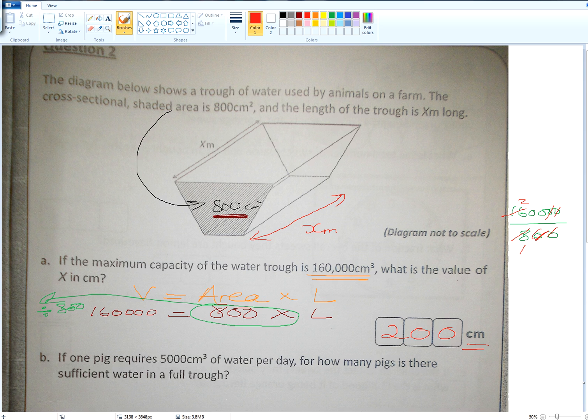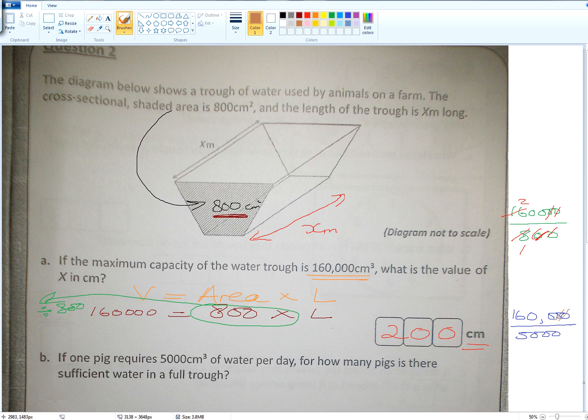Right. Question part B. If one pig requires 5,000 centimeters cubed of water per day, for how many pigs is there sufficient water in a full trough? So what we need to do now is the same calculation that we did earlier. Rather than dividing by 800, we're going to divide it by 5,000. So we still have 160,000, but this time we're going to divide it by 5,000.